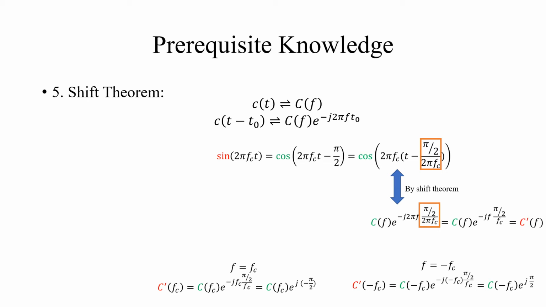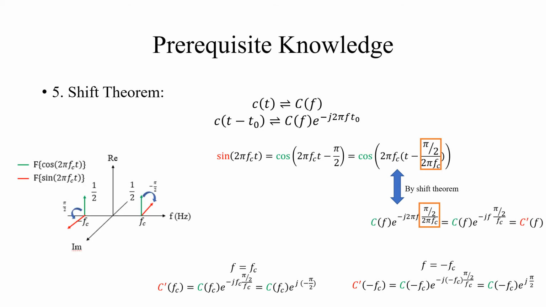Similarly, for f equal to negative fc, we will get a plus 90 degrees phase term. The picture should look something like this. For those of you who are not that familiar with this kind of interpretation of the shift theorem, I think it is quite worth your time to pause for a moment and try visualizing this yourself. We will be using a lot of these types of visualizations later on in this video.